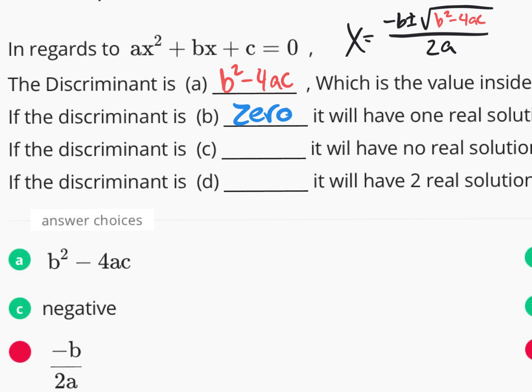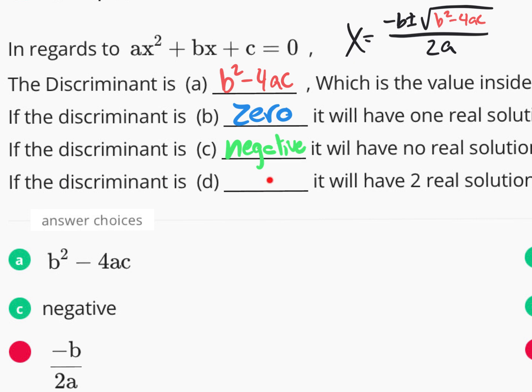Now, when will you have no real solutions? When your discriminant is negative. Because if you have a negative number and you do the square root of negative 25, that's going to be 5i. It's imaginary. You're not going to have real solutions. So if your discriminant is negative, you're going to have no real solutions.